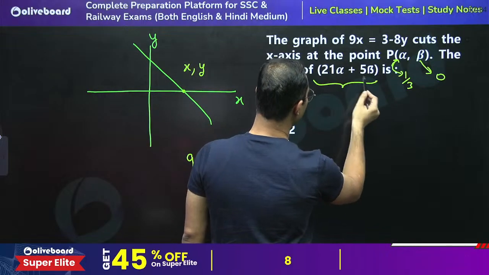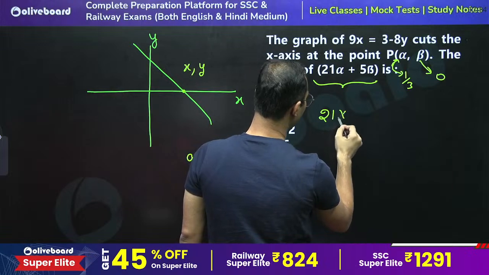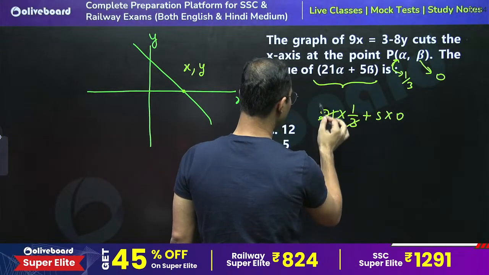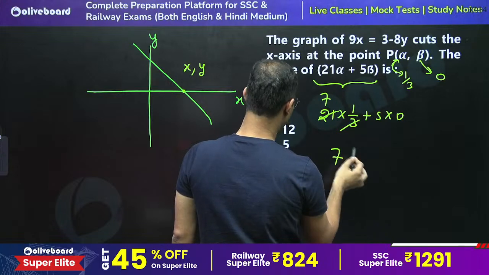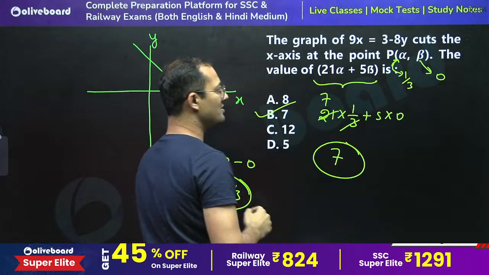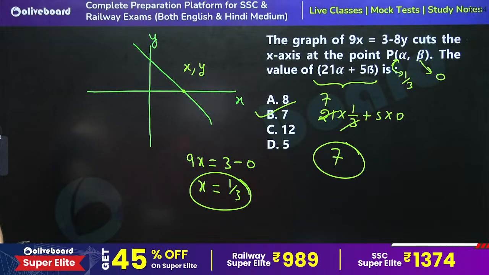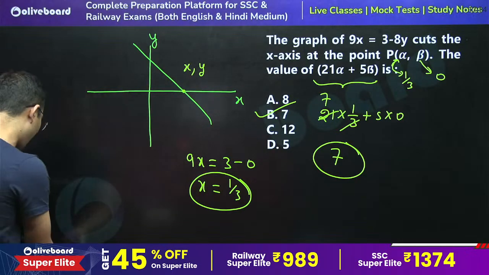So just put these values here. 21 into 1 by 3 plus 5 into 0. Dividing 21 by 3, this is 7 times, so 7 plus 0, 7. So B part is the right answer. Yes, very easy question. B part is the right answer.